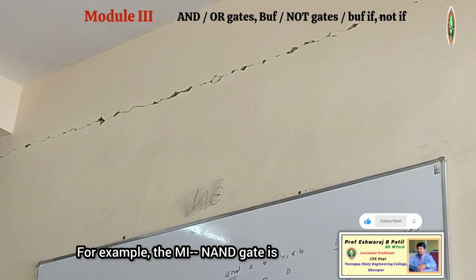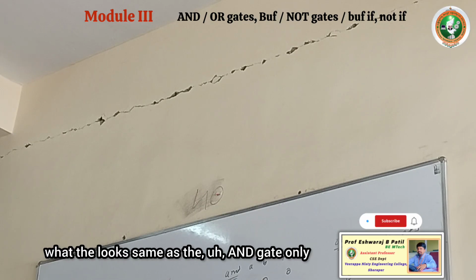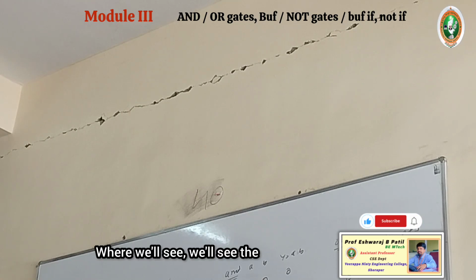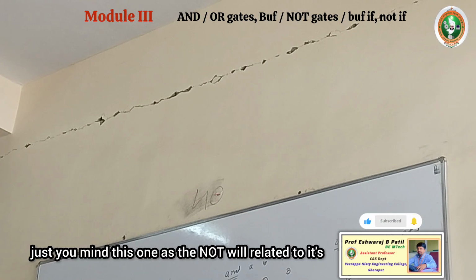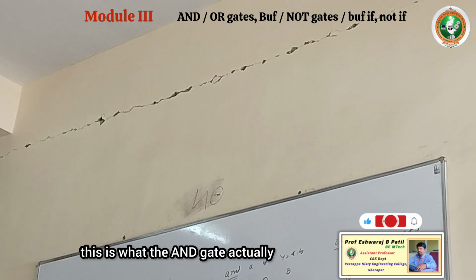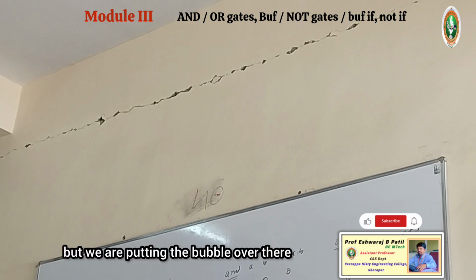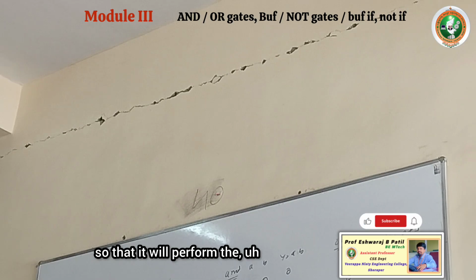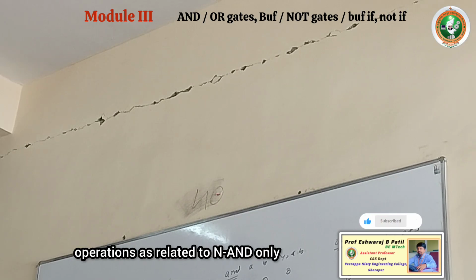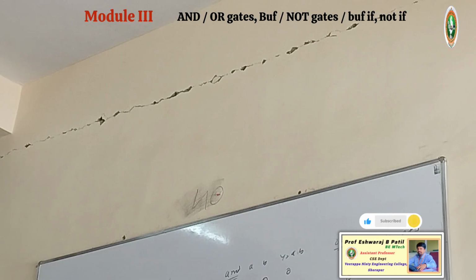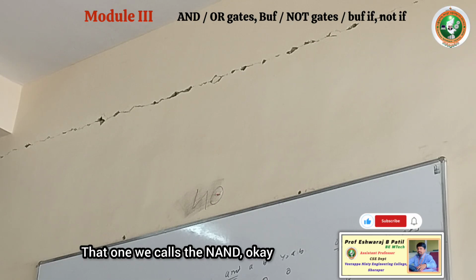The NAND gate looks the same as the AND gate, but it has a bubble. Wherever you see a bubble, keep in mind that it represents the inverted form of that particular gate. This is the AND gate, but we put the bubble there, so it becomes NAND. It performs the operation related to AND only, but gives the output inverted. That we call the NAND.